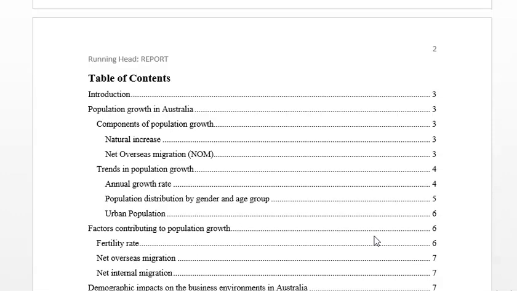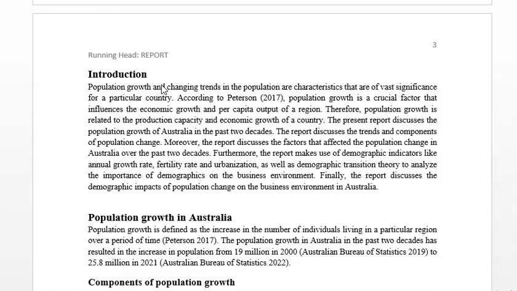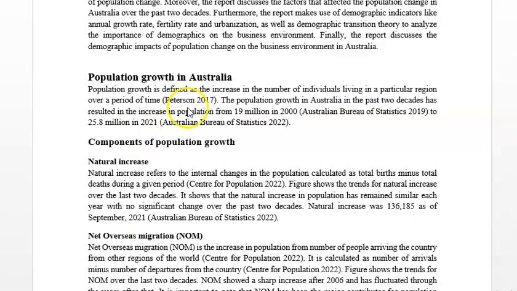The second page, we provide table of contents. This includes all the relevant headings for the discussion in the report. From the next page, we start the write-up. The first part of the write-up is introduction. In the introduction section, I define population as well as population growth and discuss its implications on economic and business environment within a country. In the next section, we start with the discussion on population growth in Australia.